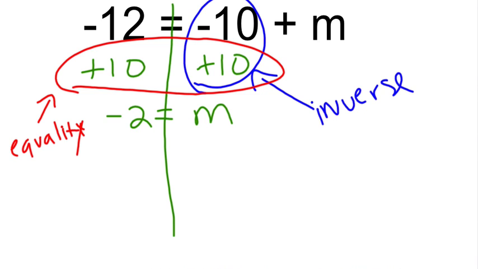Okay? And what's cool about this is that you can always check your work. So if m is equal to negative 2, then negative 12 should equal negative 10 plus negative 2. And so we just replace m with negative 2. And it's true, right? Negative 10 plus negative 2 is equal to negative 12. So we know we're right because we substituted the values back in.